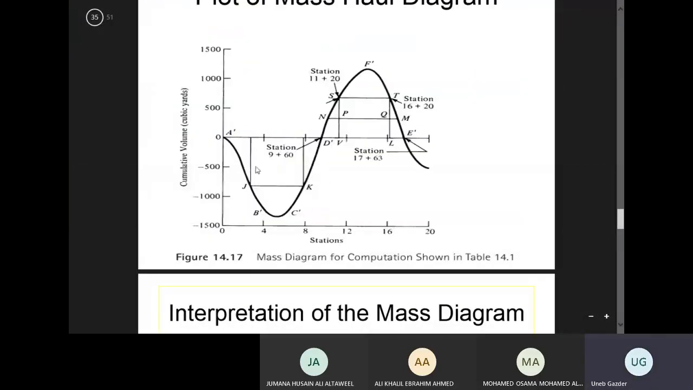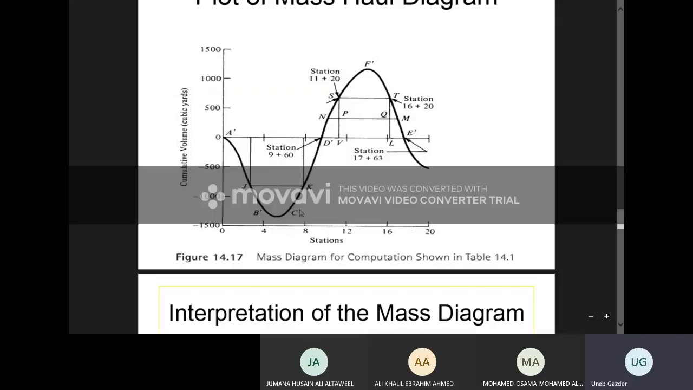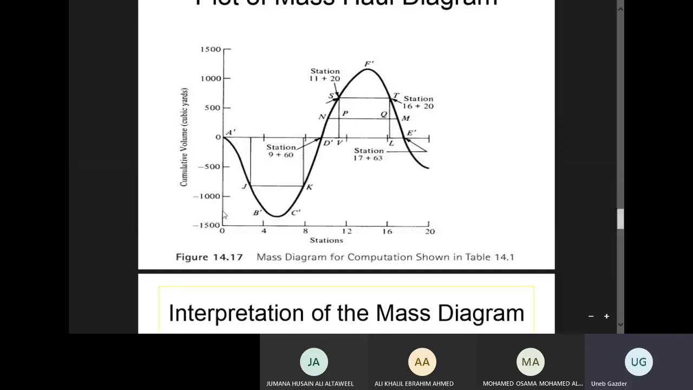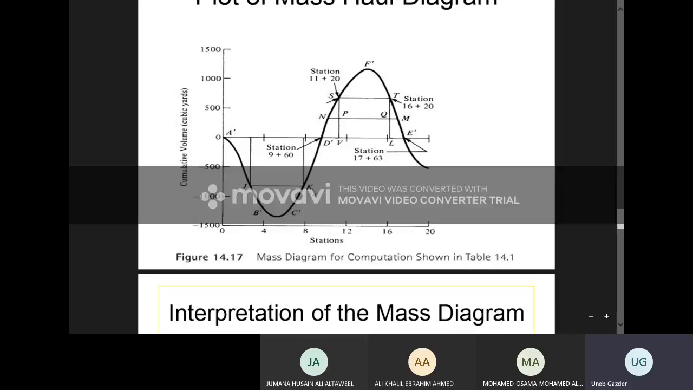Now, if you want to calculate the material quantity required between any two points, for example, I want the quantity of material required between C dash and K. C dash is any point on the highway and K is another point on the highway. How much material is required between C dash and K? I will take the ordinate at C dash, whatever the value there is, and I will take the ordinate at K and take the difference. When you take the difference of Y values at C dash and K, it will give you the material required between C dash and K.